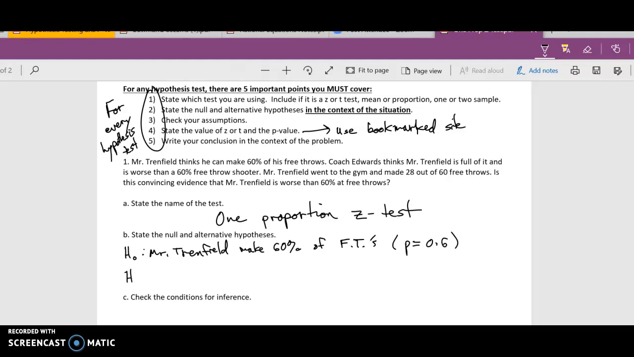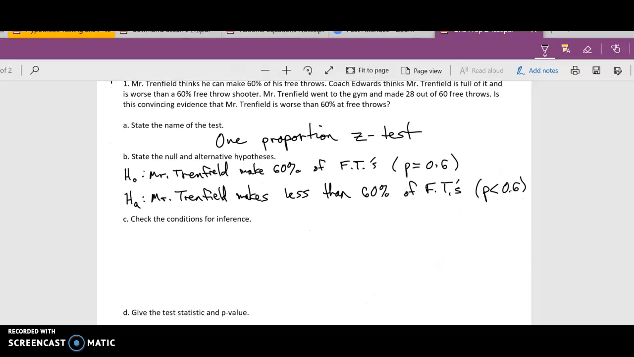The alternative is capital H sub A, and it is Mr. Trinfield makes less than 60% of free throws, or p is less than 0.6.